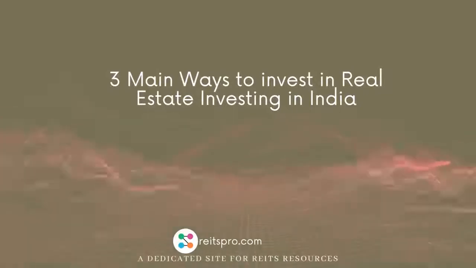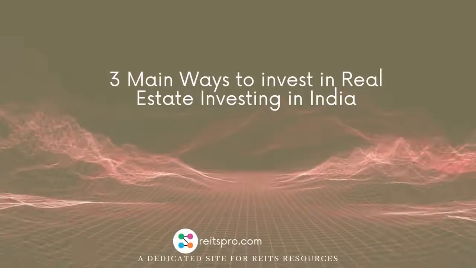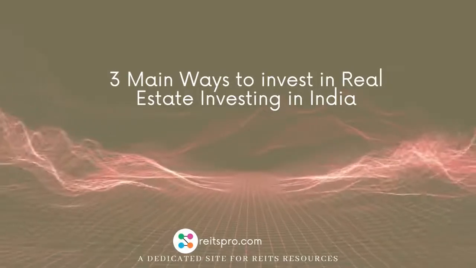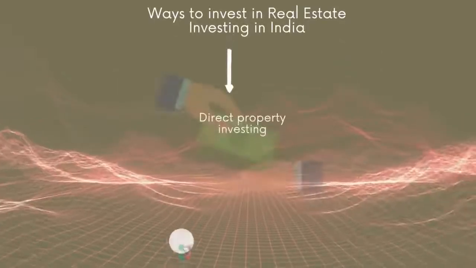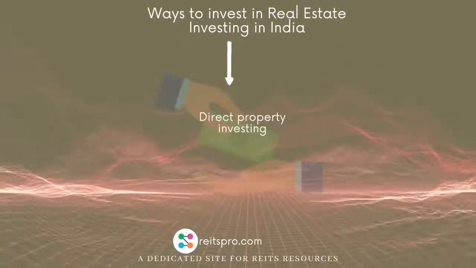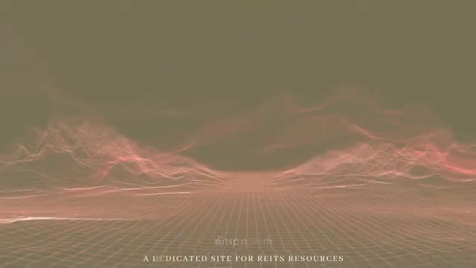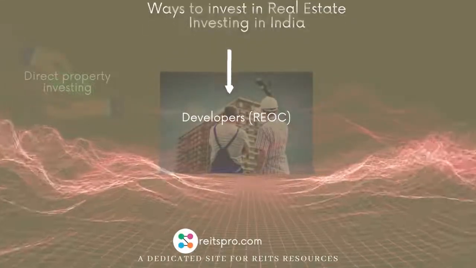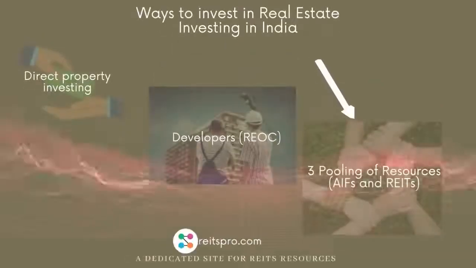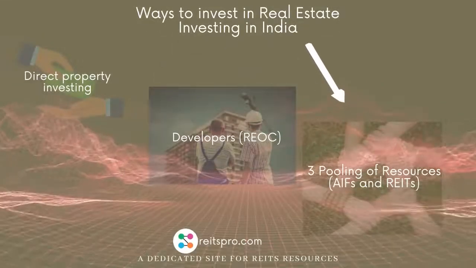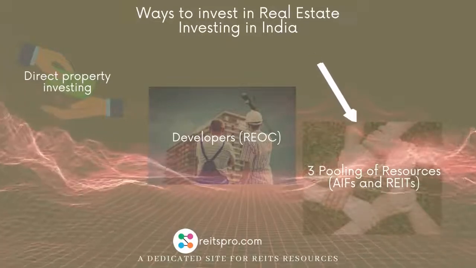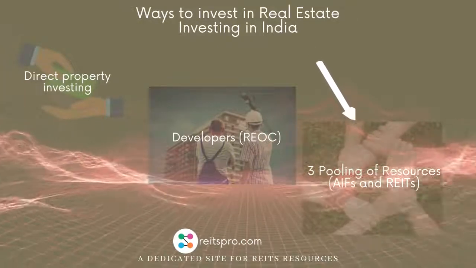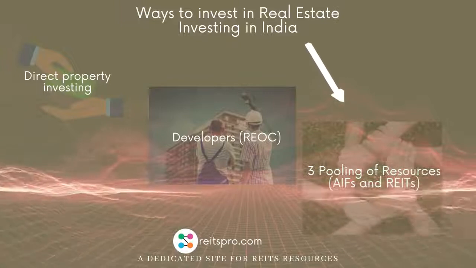There are three fundamental ways which we can use to put our money into real estate. The first one is direct property investing. The second one is investing in real estate operating companies, and third is by way of collective investments, which could also take the form of alternate investment funds or real estate investment trusts.